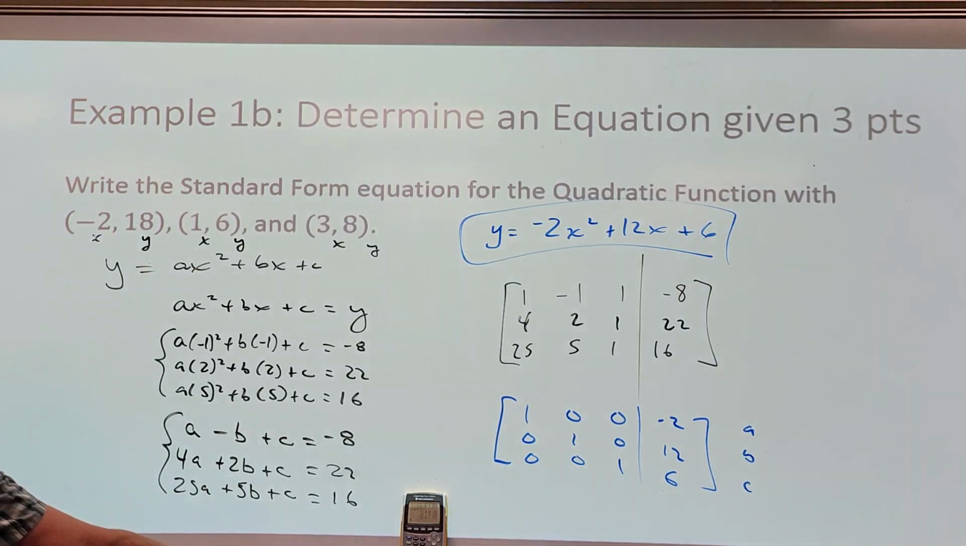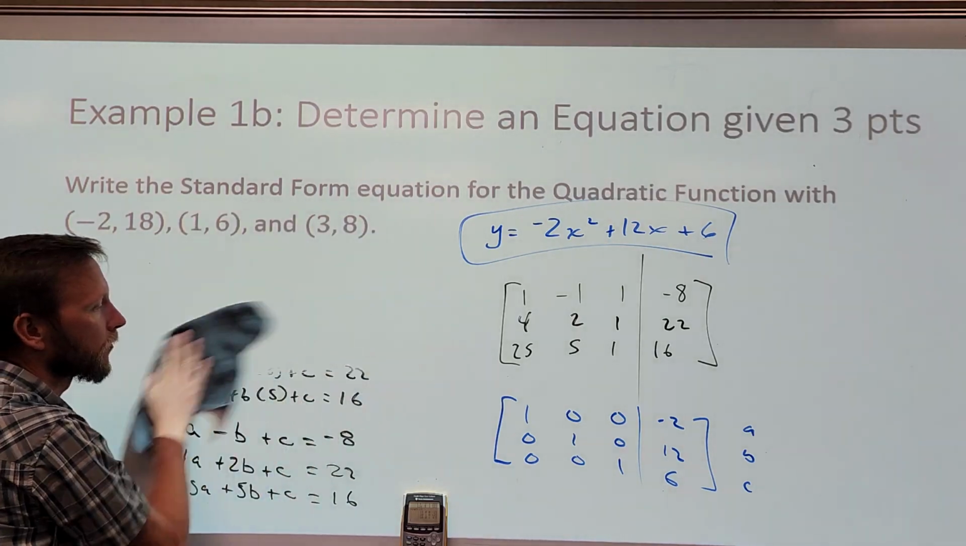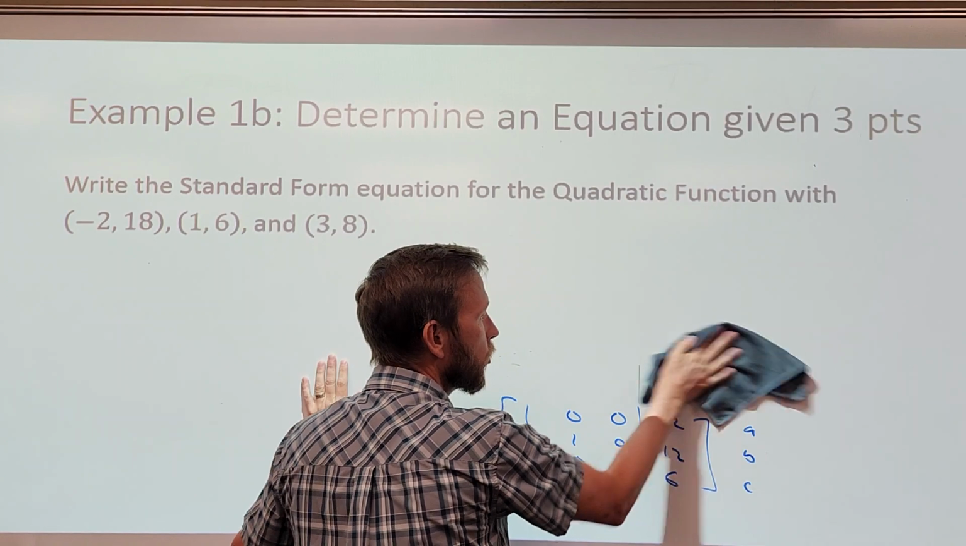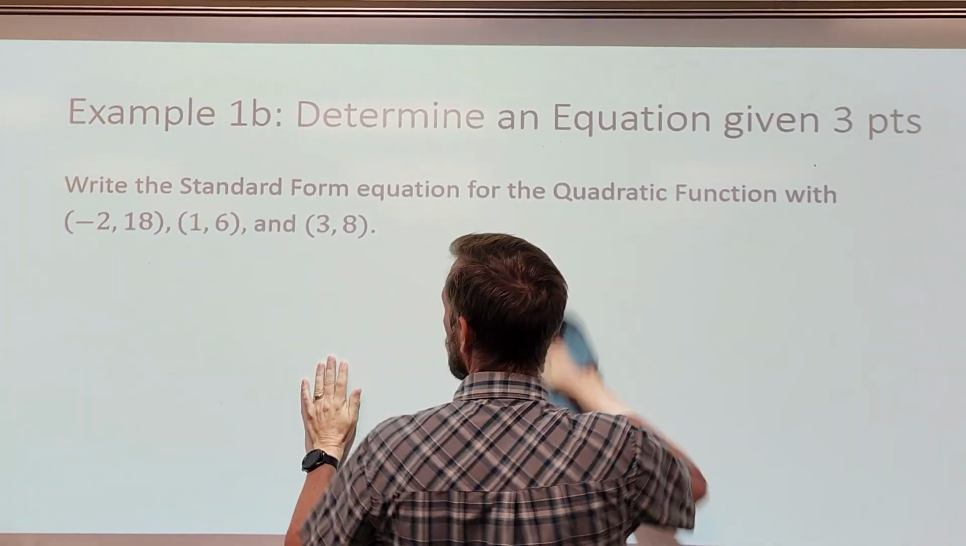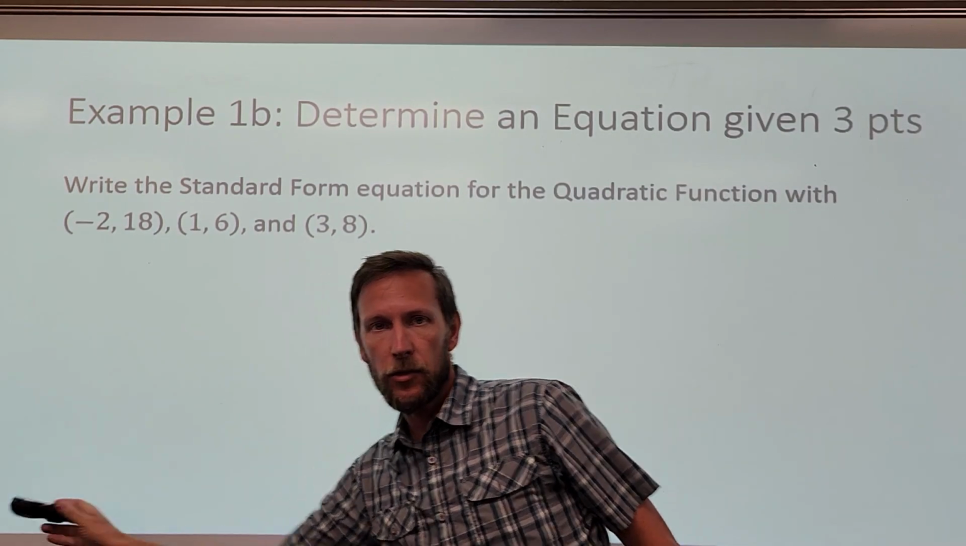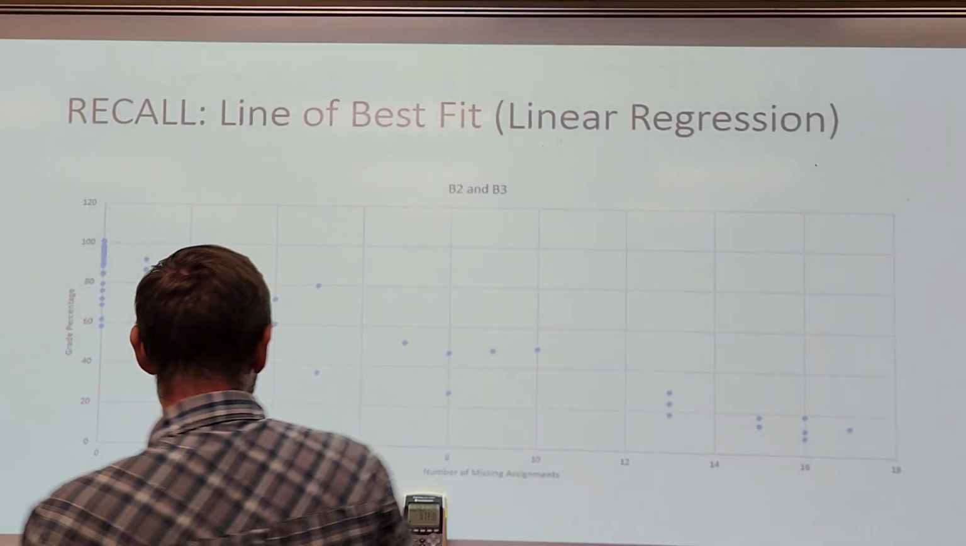This is the example that I would like for you to try. We have these x comma y's. This is still example 1, it's just example 1b. And this is the one that you are going to try to do. So give this your best shot. Negative 2, 18, 1, 6, and 3, 8. Pause the video, work on that, and then turn it back on when you're ready. And we'll talk about that answer in class. All right.